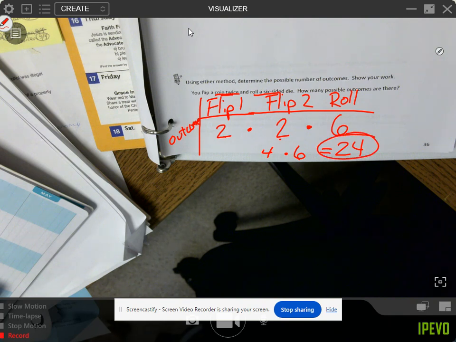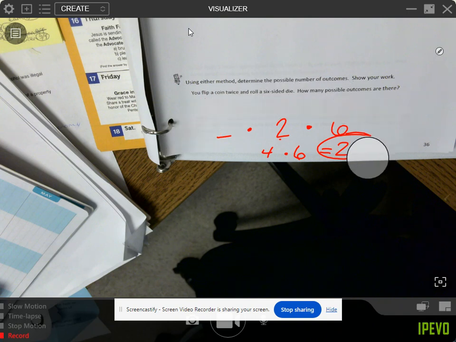So you have to be very, very careful that you are finding every event that is happening. If it says flip a coin twice, that's 2 events that you are doing. So we have to be extremely careful making sure we're getting all the events. So let's look at our next page.